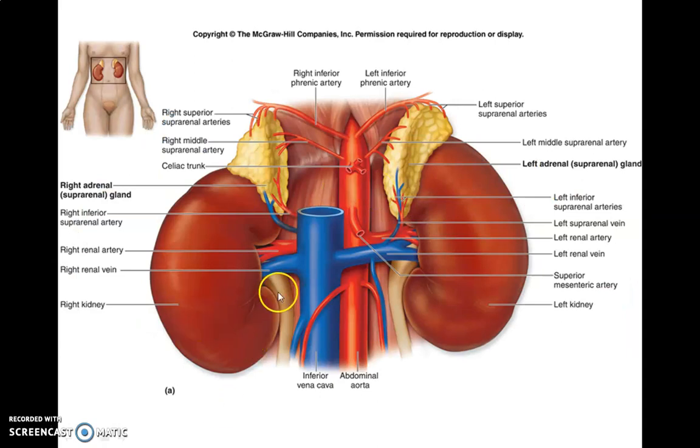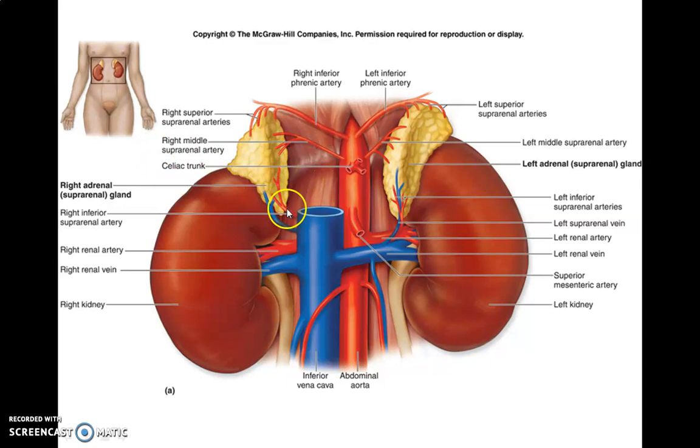Now we will see its arterial supply. Each gland is supplied by superior suprarenal artery, branch of inferior phrenic artery. Middle suprarenal artery, which is the branch coming directly from abdominal aorta. This is right middle, this is the left middle suprarenal artery, branch from the direct abdominal aorta. Inferior suprarenal artery is the branch of renal artery.